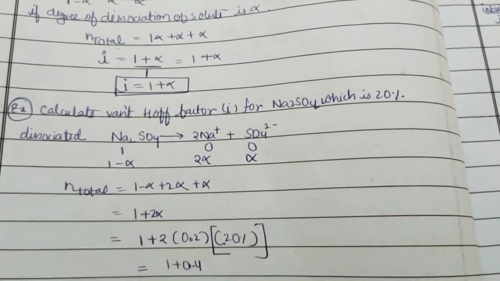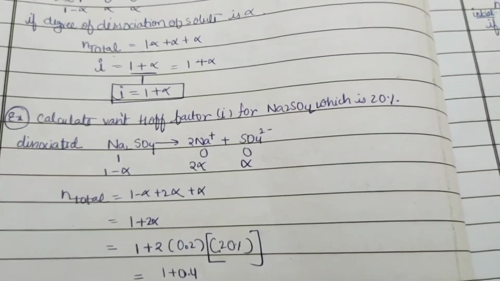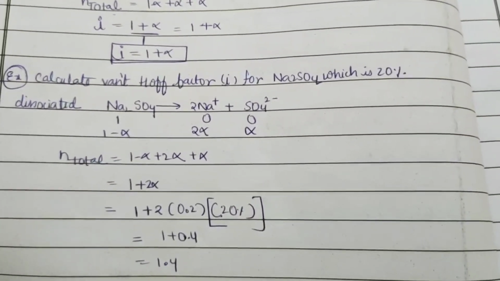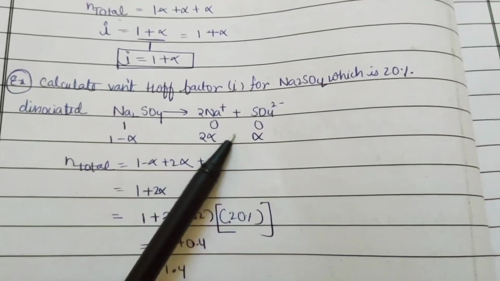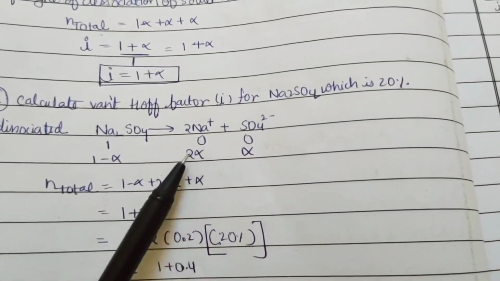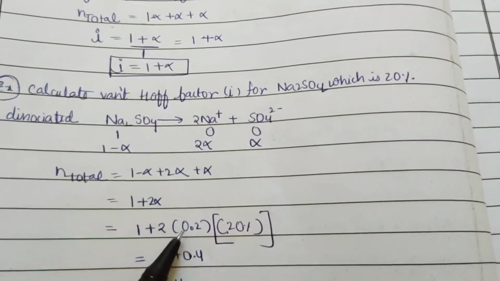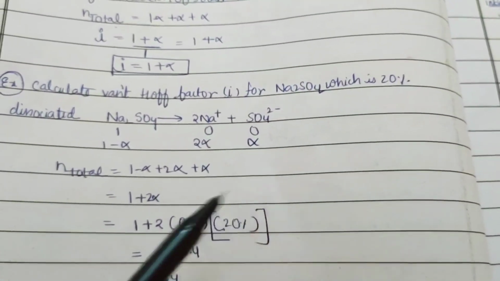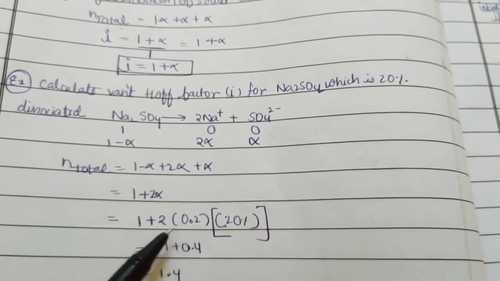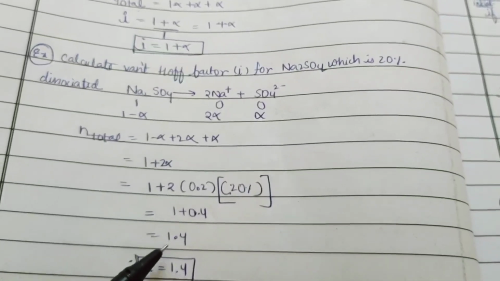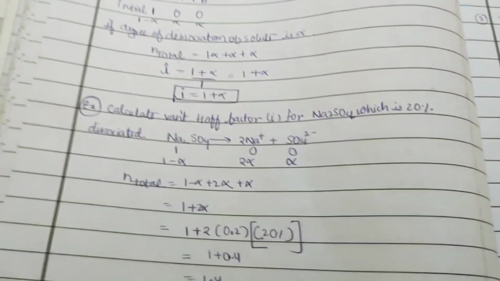Then let us discuss a question. Calculate the Van't Hoff factor i for Na2SO4, which is 20% dissociated. So Na2SO4 gives 2Na+ and SO4 2-. Here 1 minus alpha, 2 alpha, then alpha. We get 1 plus 2 alpha, where alpha is already given as 20%, so we write 0.2. 1 plus 2 into 0.2 equals 1.4.